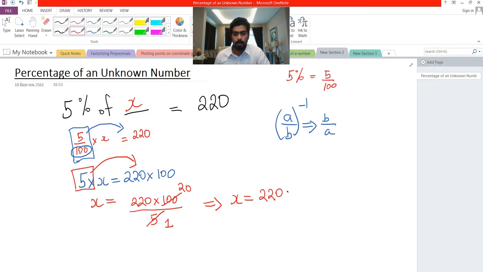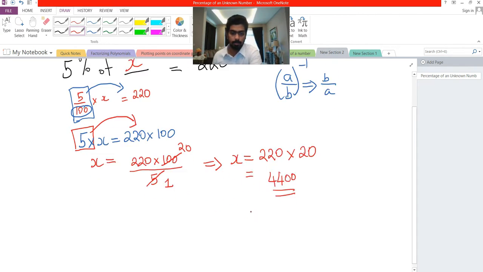220 multiplied by 20. Alright guys, now 220 multiplied by 20, you guys can go ahead and multiply it, but it's pretty easy to multiply. We got 0, 0, so we put 2 zeros, and 2 times 2 is 4, and 2 times 2 again is 4, so the answer is 4,400. Okay guys, let's do maybe a few more questions.